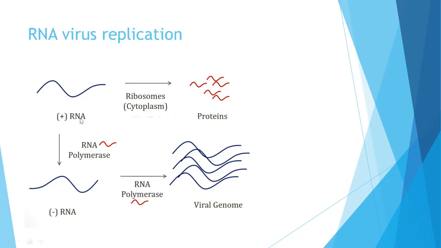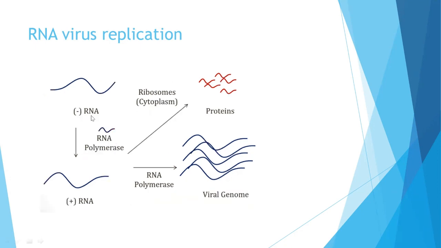This is the basis of RNA virus replication. The positive RNA can act on the ribosomes present in the cytoplasm to form proteins, or through the RNA polymerase, it can form negative RNA. This negative RNA can again be acted upon by RNA polymerase to go on to form the viral genome. Also, as we have seen earlier, for the negative RNA to form a viral genome or to do any other function, it must be converted to positive RNA. So negative RNA is acted upon by RNA-dependent RNA polymerase to form a positive stranded RNA, which can again go on to form protein or viral genome.